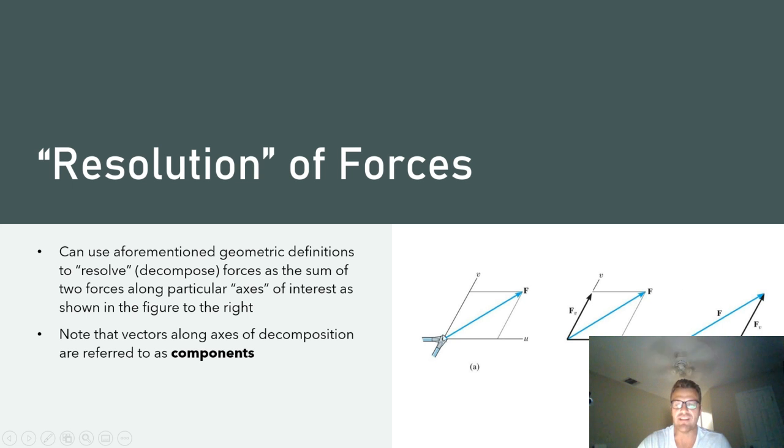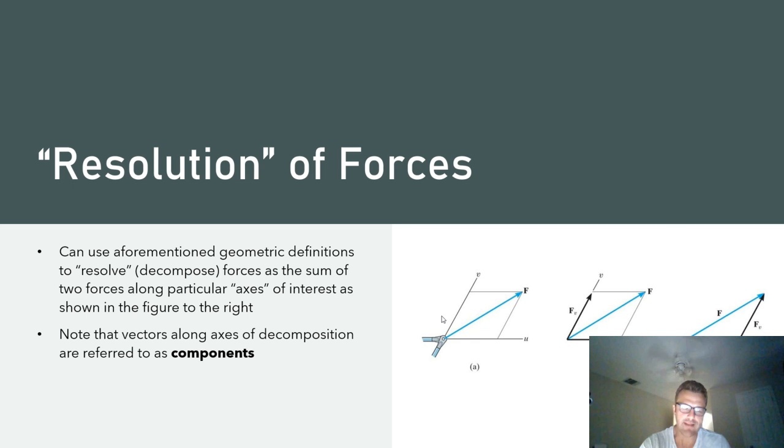I'm interested in knowing the force that's acting along the direction of this rod and this rod. So I draw coordinate axes which are aligned with the two rods, and in a reverse fashion, that's what your book says, I decompose, which is a more common word, this force into the sum of two forces which are aligned along my axes of interest. Now, to foreshadow a little bit, I'll go back before I do this example problem.